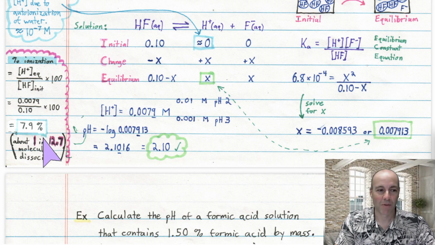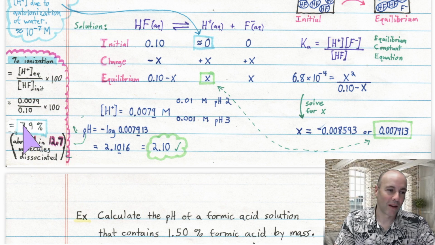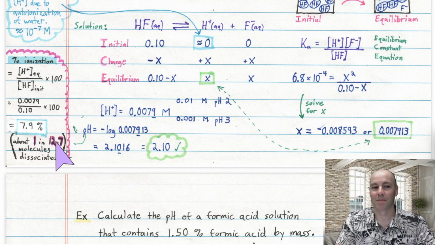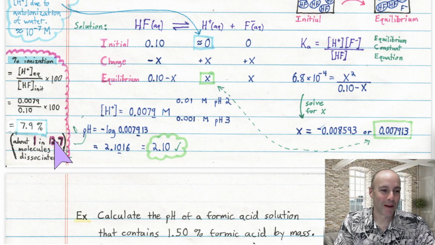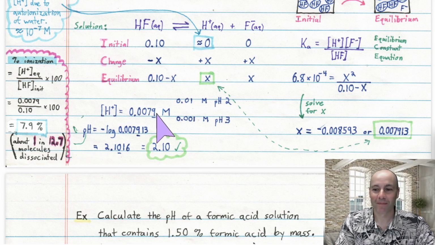And 7.9% is 1 in 12.7. If you take 1 divided by 0.079, you get 12.7. So that's where the 12 comes from. It looks like it's closer to 13 in this case. So about 1 in 13 molecules of HF are dissociated. It's a pretty tricky problem.